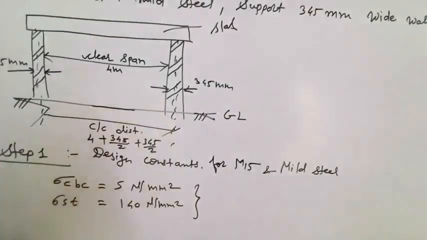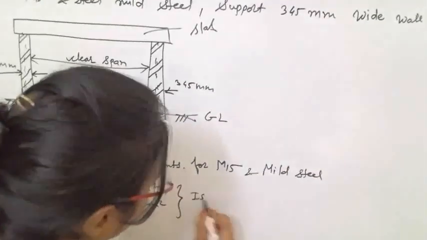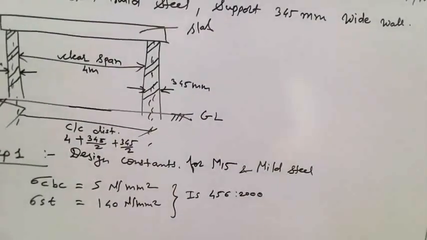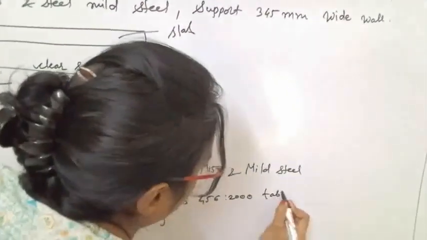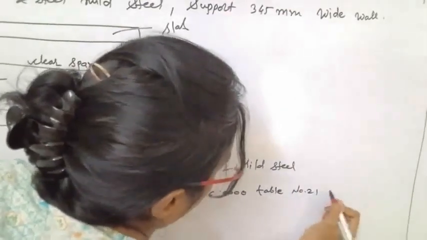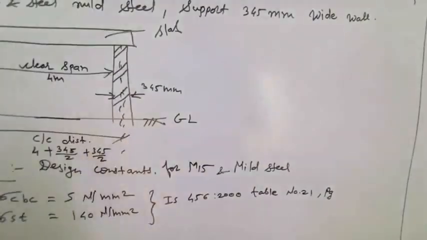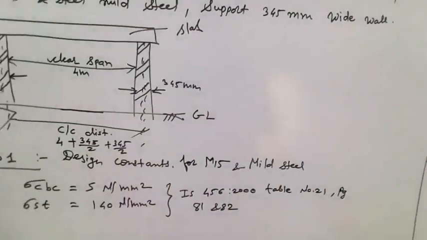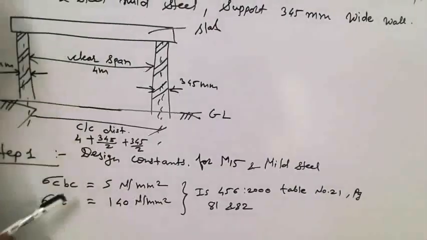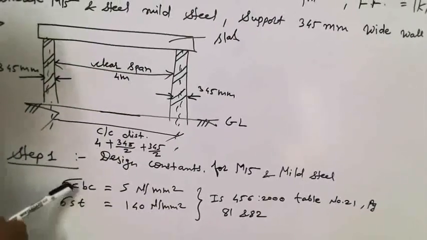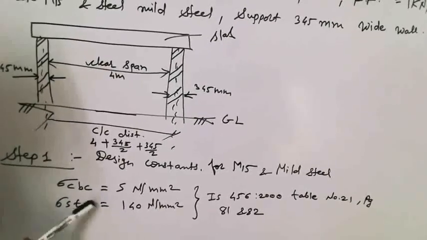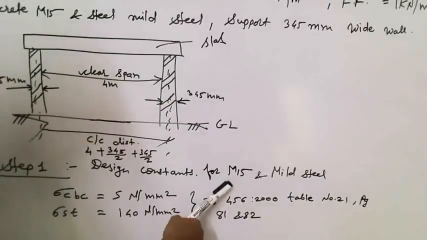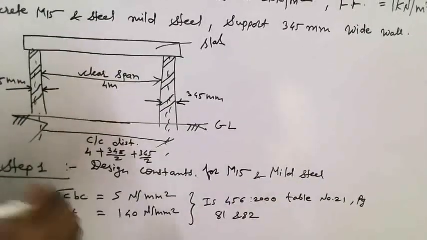From where we got this value? From IS 456/2000, table number 21, page number 81 and 82. These values we had already seen in our lecture number 4, sigma CBC and sigma ST, 5 Newton per mm square and 140 Newton per mm square for the grade of concrete M15 and grade of steel mild steel.